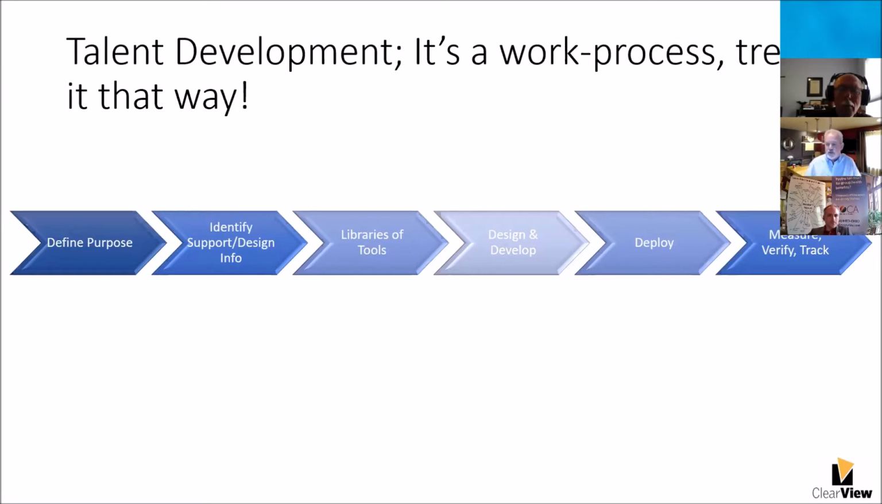What is it they're supposed to be able to accomplish on this job? And so you go to the job description and you use that as a part of the work process to design the apprenticeship program. Libraries of tools. And when I say tools, I'm talking about talent development tools. And you'll see more about that. Here's where we're going.